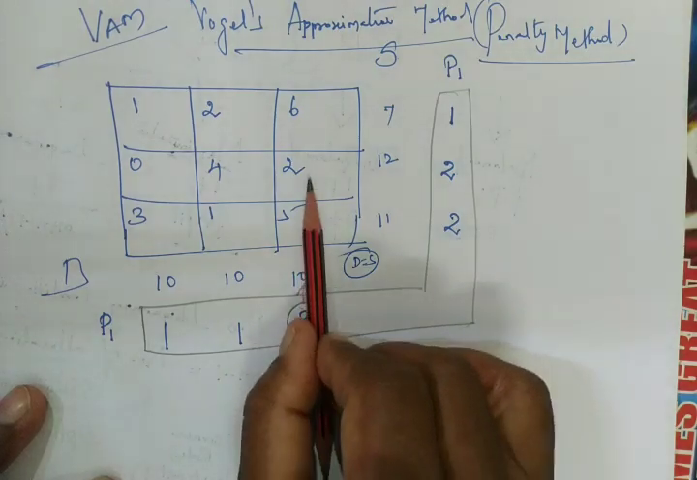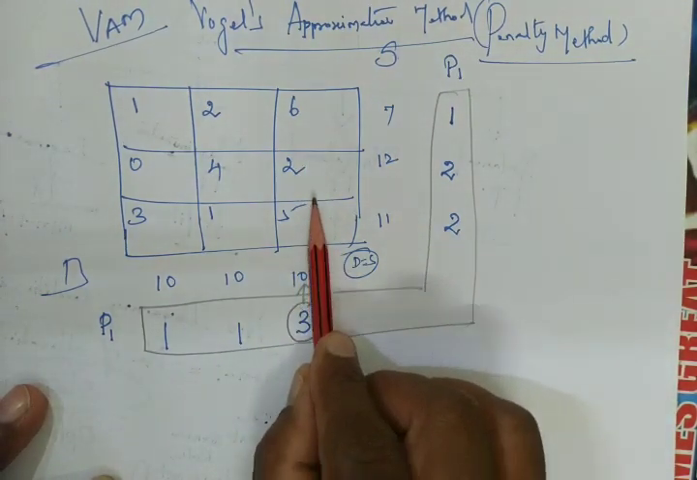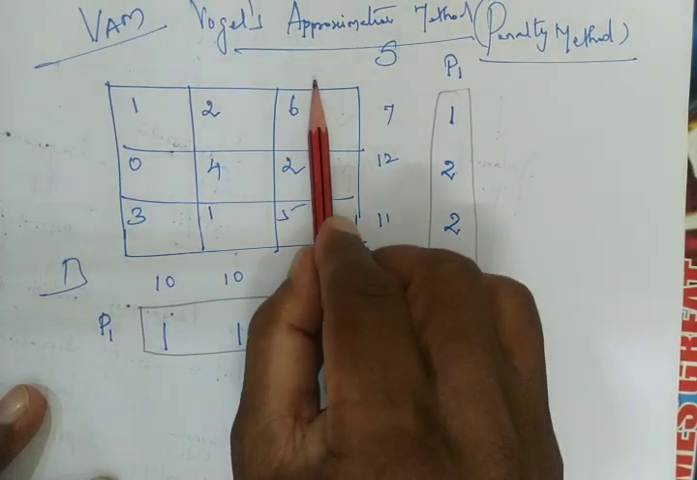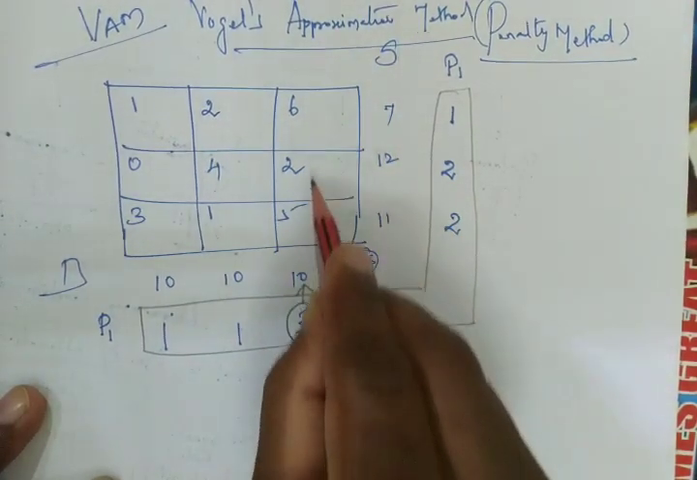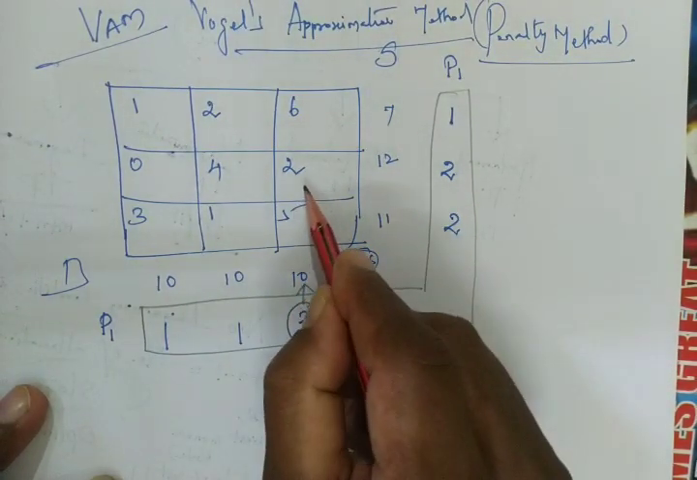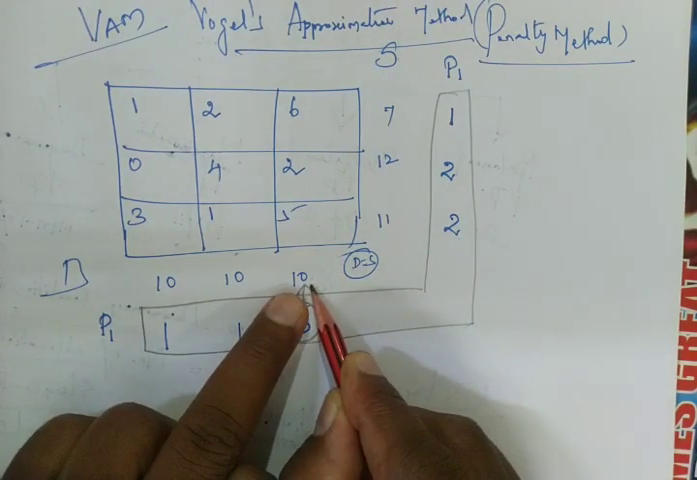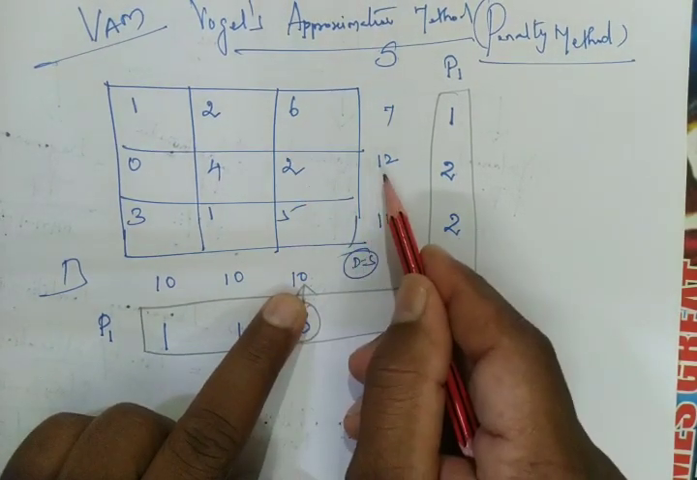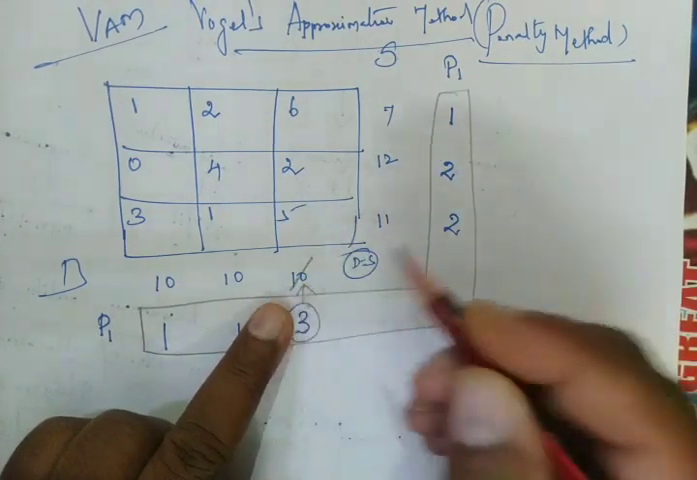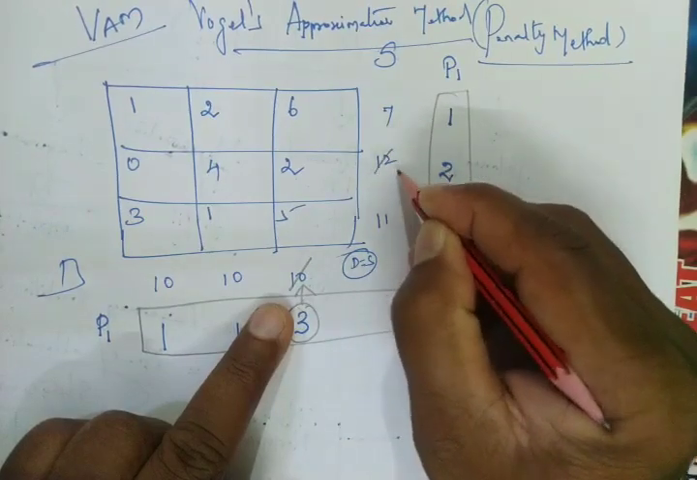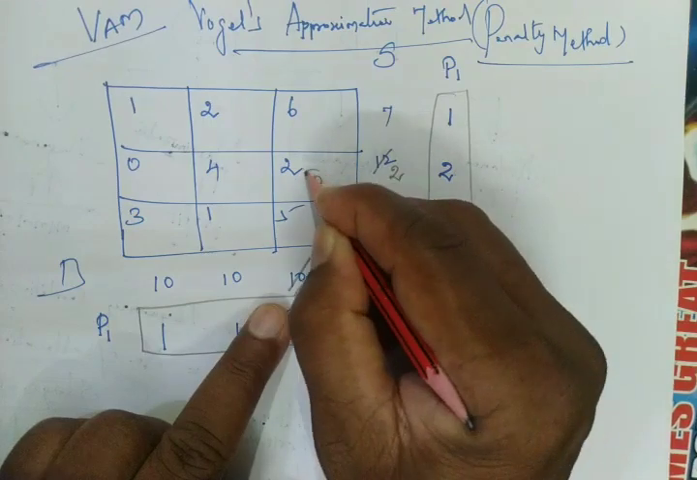After entering, this 3 corresponds to column 3. In this column you select the minimum cost, 2. After selecting this 2, you always check the demand. The demand is 10. The corresponding factory availability is 12. Your need is only 10. That's why you take only 10 from this factory and keep the remaining 2 in the factory itself. You supply the 10 to this cell.